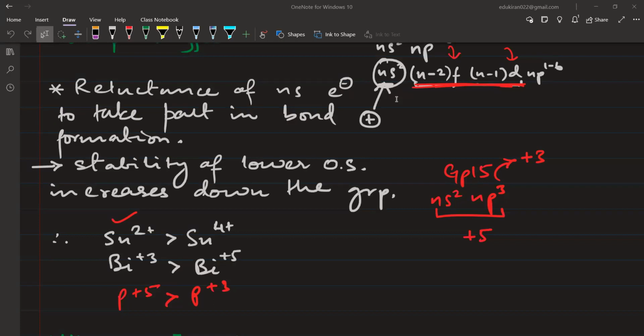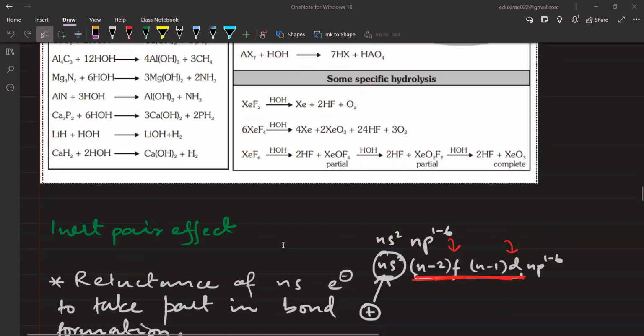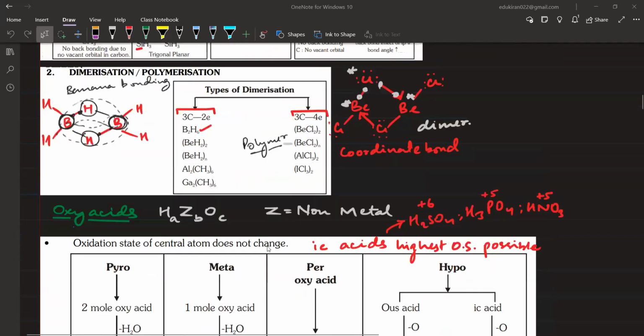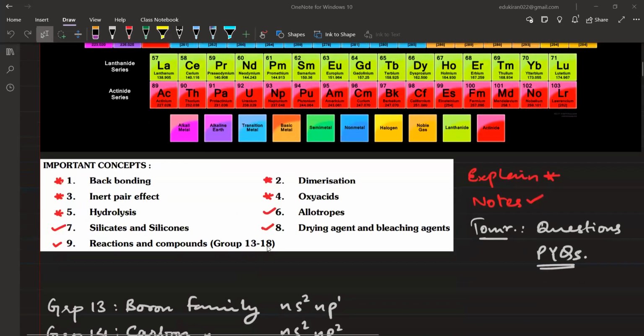ठीक है? So we have done the conceptual part today. जो भी एक्सप्लेनेशन वाला पार्ट था, बैक बॉन्डिंग कर लिया हमने, डाइमराइजेशन कर लिया हमने, इनर्ट पेयर इफेक्ट कर लिया हमने, ऑक्सी एसिड्स we have also seen, हाइड्रोलिसिस we have also seen. ठीक है? Now what you are going to do, हाइड्रोलिसिस के जितने भी एग्जांपल्स आप उसको स्टडी करने की कोशिश कीजिएगा. The only thing that you have to look is what is the vacant orbital या फिर जहाँ पे इलेक्ट्रॉन डेफिशिएंसी हो. ठीक है? For the rest of these things I will give you notes, वो आपको मिल जाएगा.